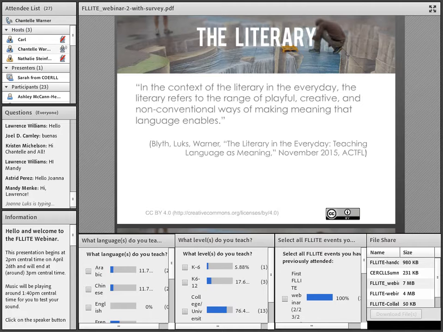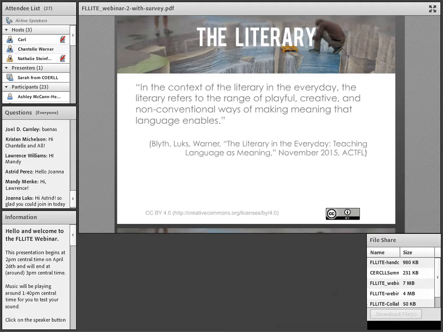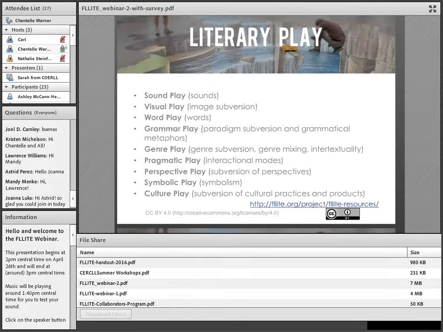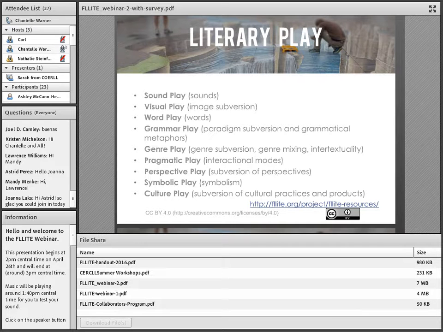Within the context of the foreign languages and the literary and the everyday project, the literary refers to the range of playful, creative, and non-conventional ways of making meaning that language enables. This range includes all of the different resources we use in order to make meaning, from sound play, rhythm, rhyme, alliteration, to multimodal aspects, images, for example, or even fonts and formatting of text, wordplay, such as puns, play with grammar, for example, creative subversions of standard forms or non-conventional uses. And it extends to types of play that manifest on a more textual level rather than a word level. For example, play with genre norms.